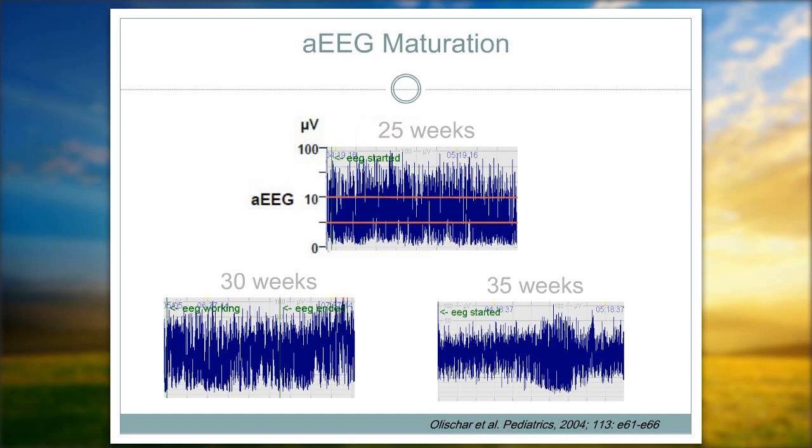And then when we get to 35 weeks, we see that other than our periods of sleep, we actually do have periods that are now above 5. So that's great. And that is what we would want to see as the baby was nearing term.